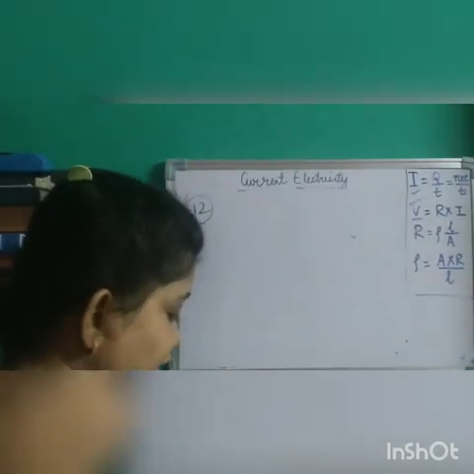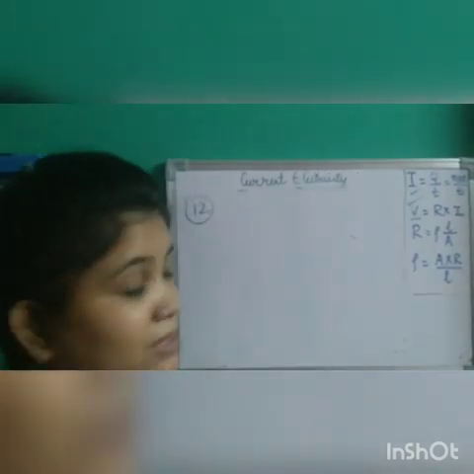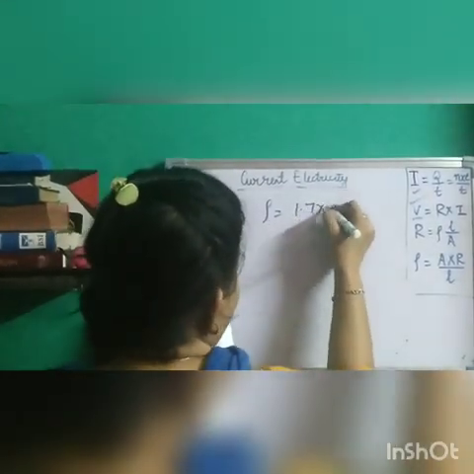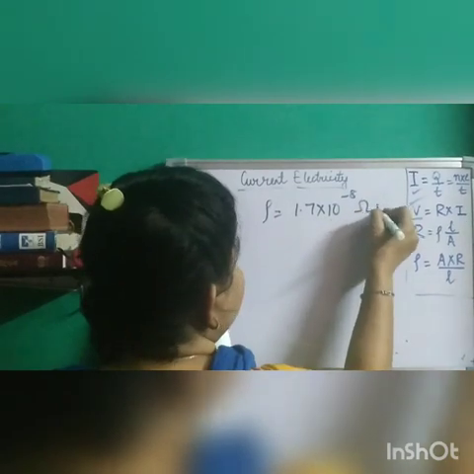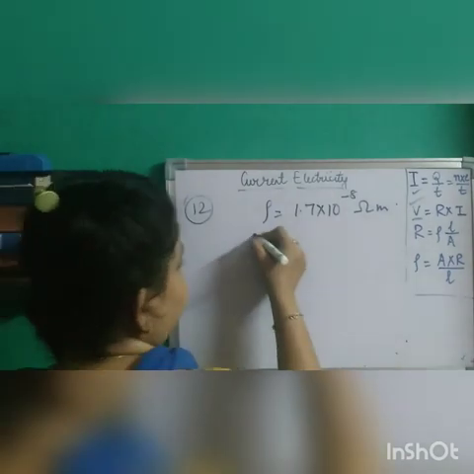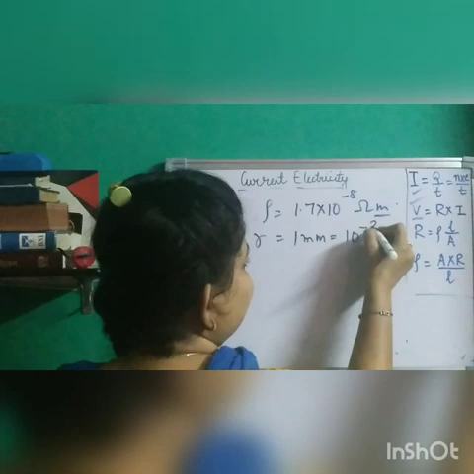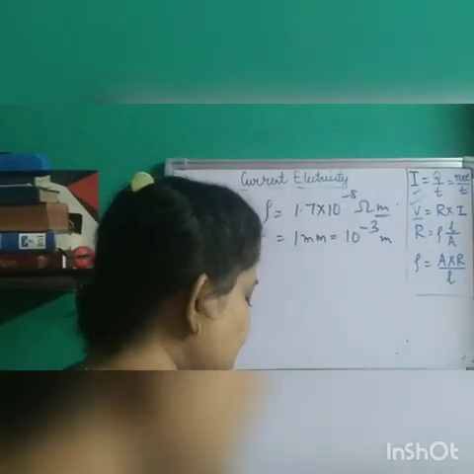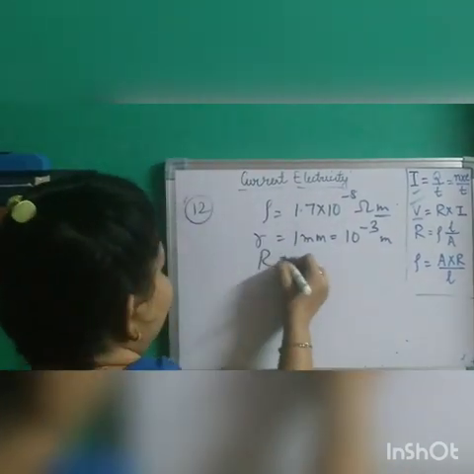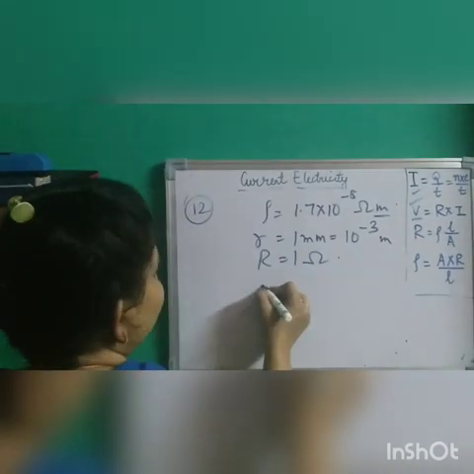Now let us see what sum number 12 tells us. 12 is a very easy sum. It is given: what length of copper wire of specific resistance, that means rho, is 1.7 into 10 to the minus 8 ohm meter, that is the unit of specific resistance, and radius is 1 millimeter. Since this is in meter, you have to convert 1 millimeter into meter, that means 10 power minus 3 meter. It is required so that its resistance is 1 ohm. R is given as 1 ohm. You are asked to find out L.